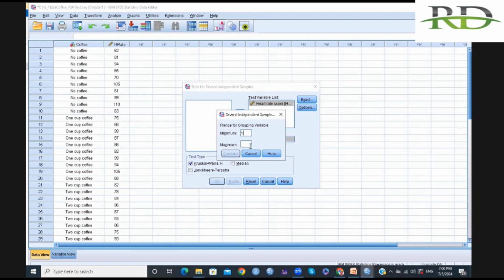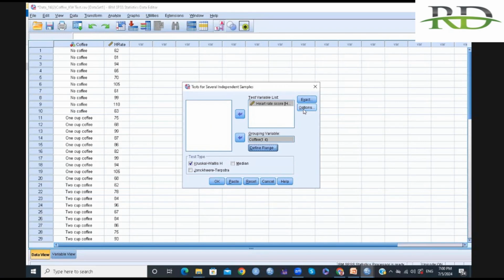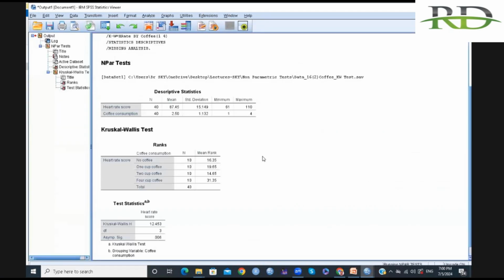Since we are dealing with 4 groups here, 1 to 4. You can go for the options, or no need for that; we just see the table only. Kruskal-Wallis test, or let us see descriptive only. So here, descriptive statistics is not very effective because it is for the whole data containing all data of all 4 groups. So it is meaningless here.